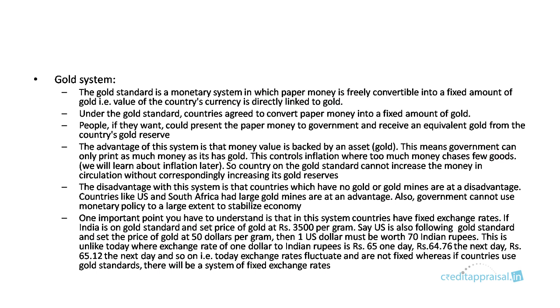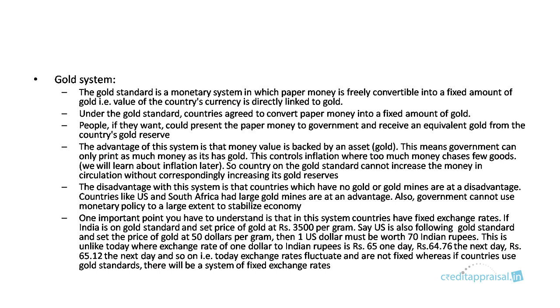This is unlike the exchange rate of today. Today, if you see, the exchange rate of the dollar is 65 rupees one day, the next day it is 64.76, another day 65.12 and so on. Today's exchange rates are fluctuating. But in the pure gold standard system, it will be fixed. There will be a system of fixed exchange rate. Because if it is not fixed, what will happen?